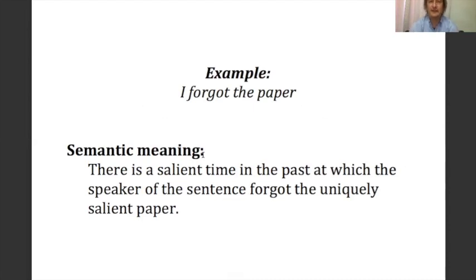So let's consider the following example. This comes from Kate Kearns' textbook, Semantics. And it's considering the sentence, "I forgot the paper." So what does this mean semantically? Well, semantically, it means something like this, that there is a salient time in the past at which the speaker of the sentence forgot the uniquely salient paper. Okay?